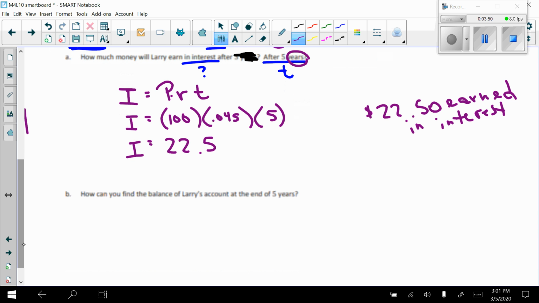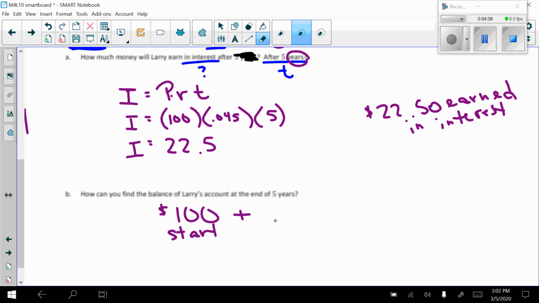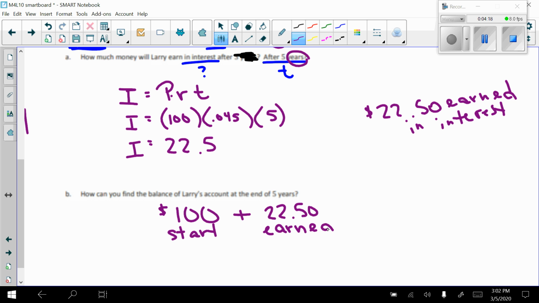How can you find the balance of Larry's account at the end of 5 years? So he started with $100. That was the start. He earned $22.50. So that's more money, so we're going to add. So that means $122.50 is his balance. How much money he has. Balance would be the total.